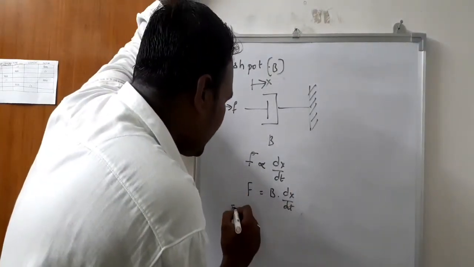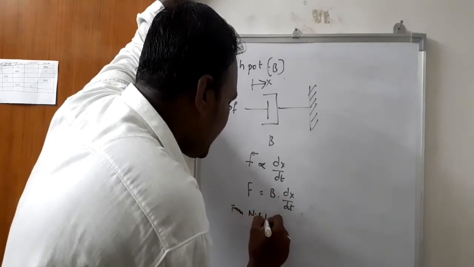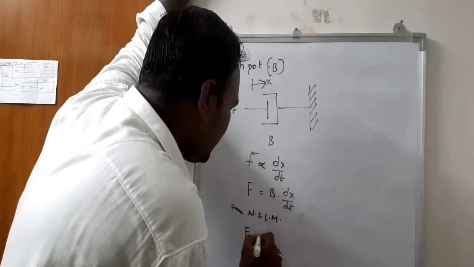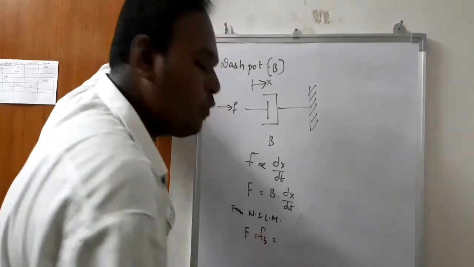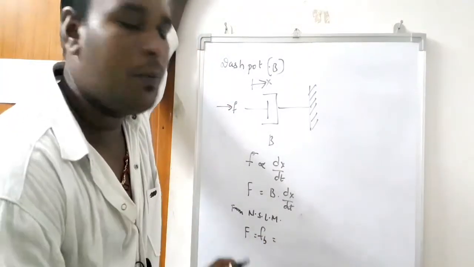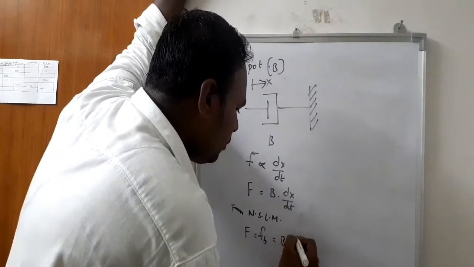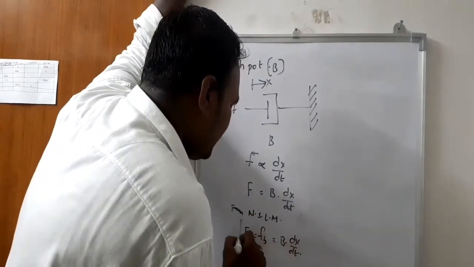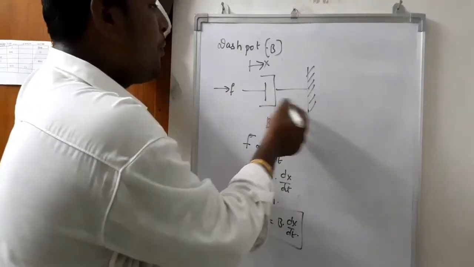From Newton's second law of motion, F is equal to Fb. So the sum of the forces applied on a body is equal to the sum of the forces opposing on the same body, which is B dx/dt. This is the condition when the dashpot is fixed at one end.